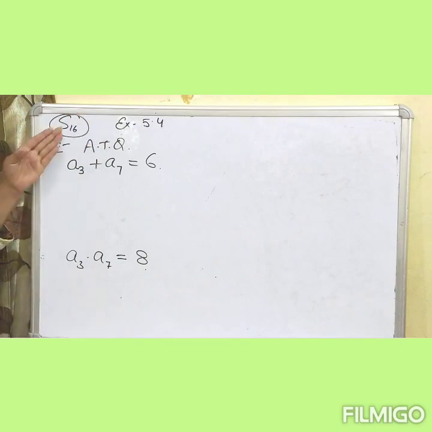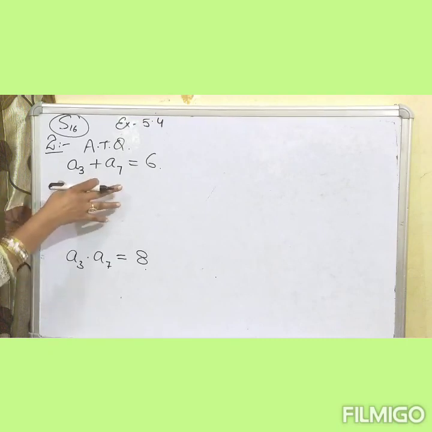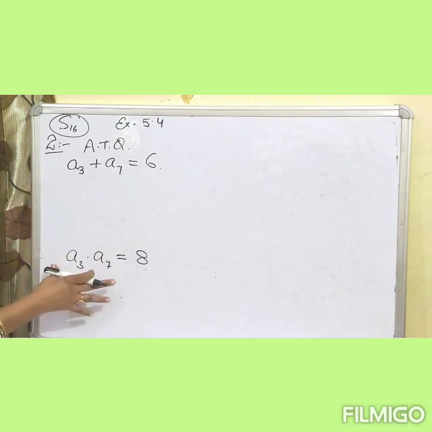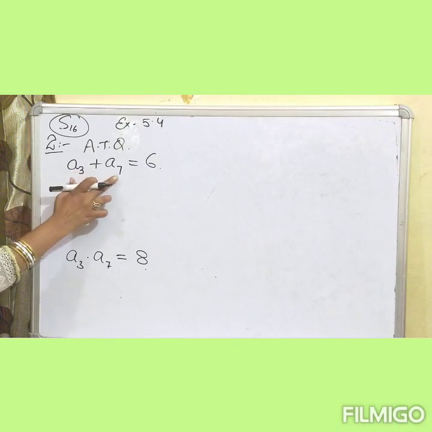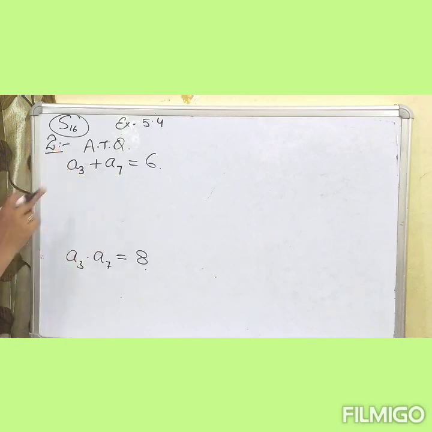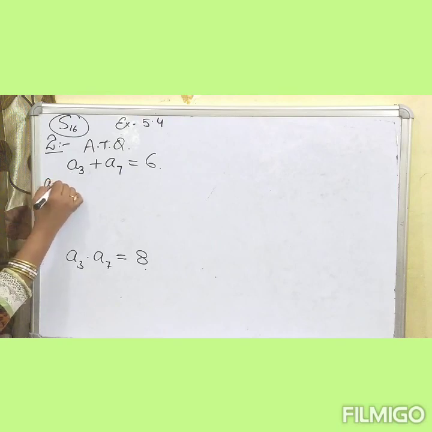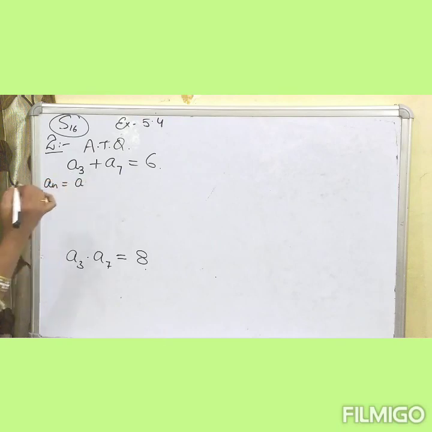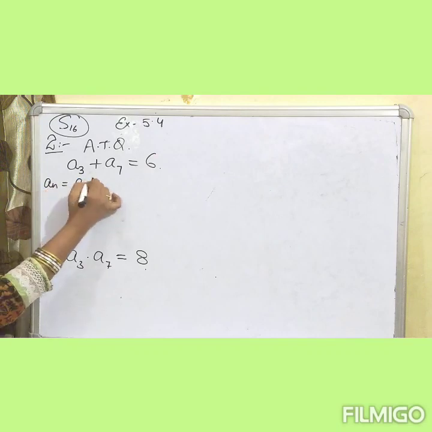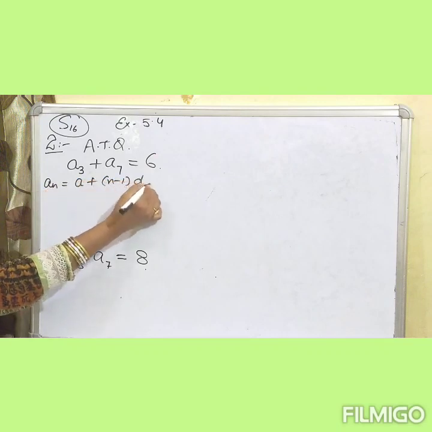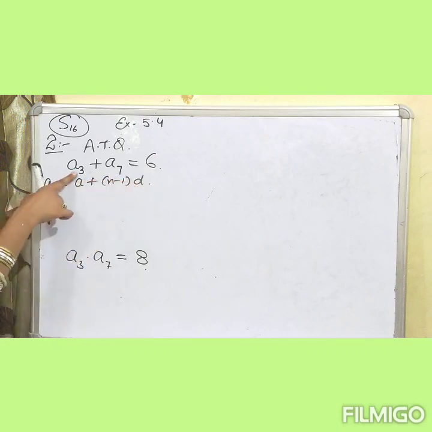For finding S16, we must know A and D, and because we have two equations here, we can easily find A and D. What we have to do now is apply the formula for A3 and A7, as we have a common formula for the nth term, and you must be aware of that formula: An is equal to A plus (n minus 1) into D.